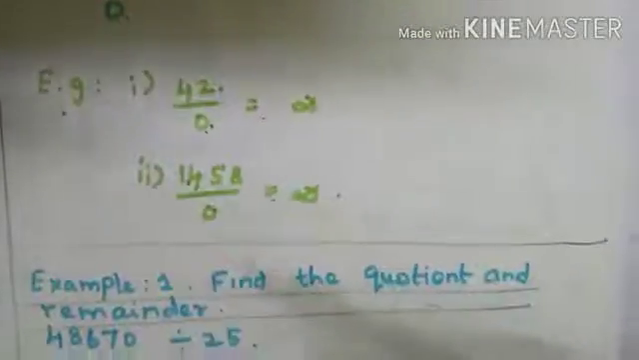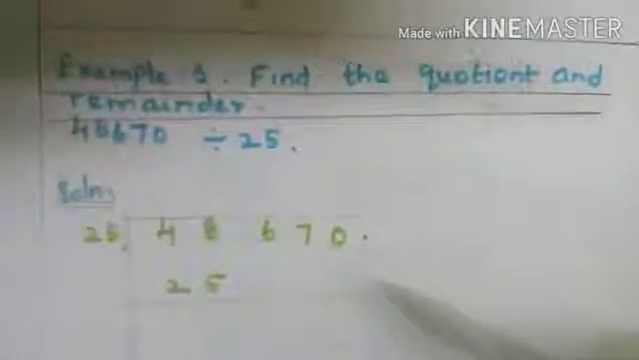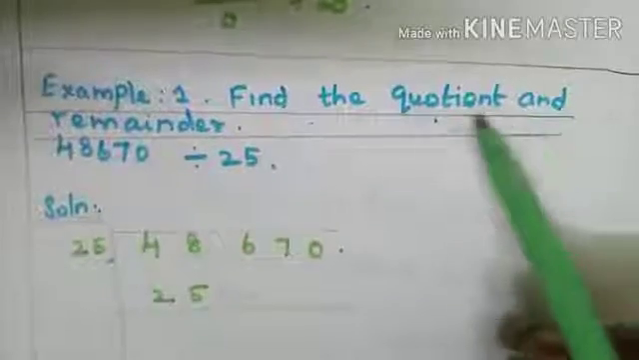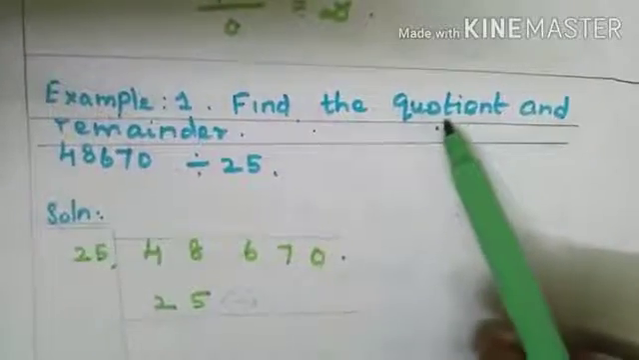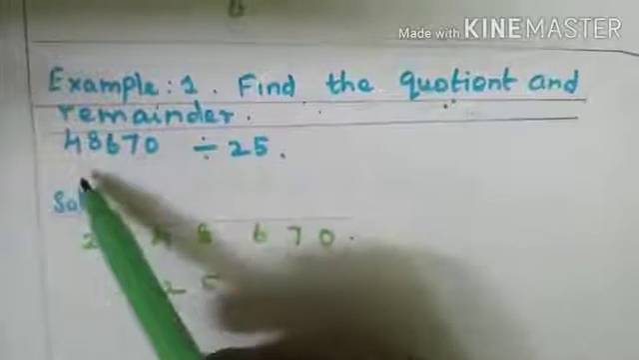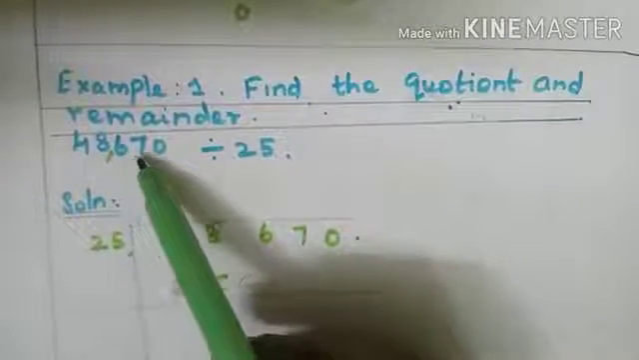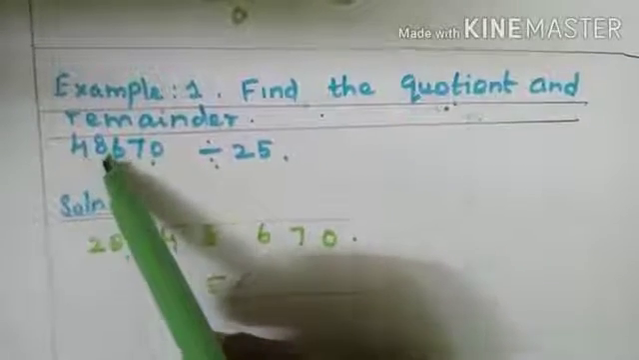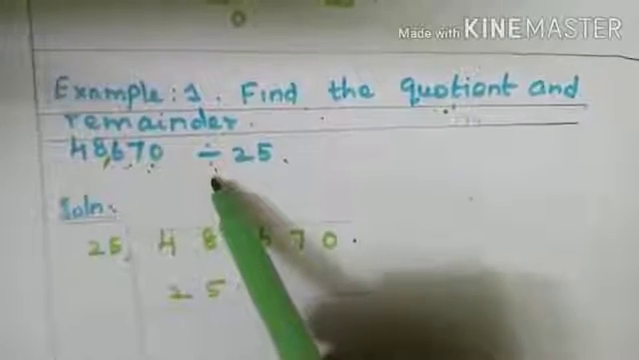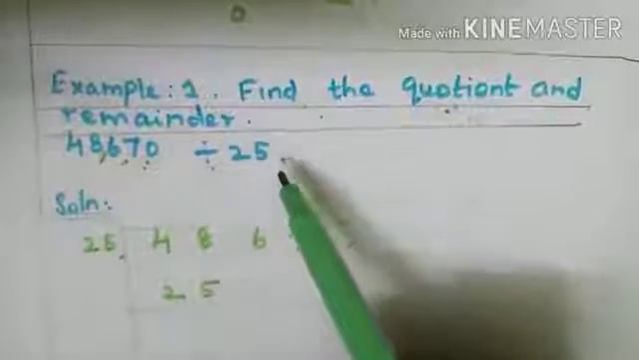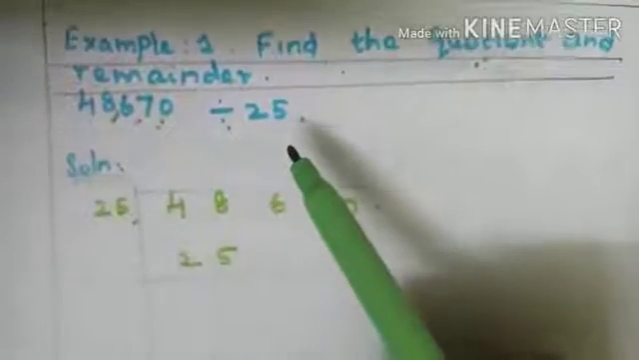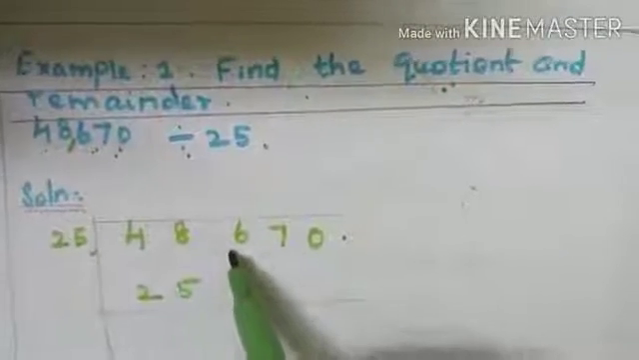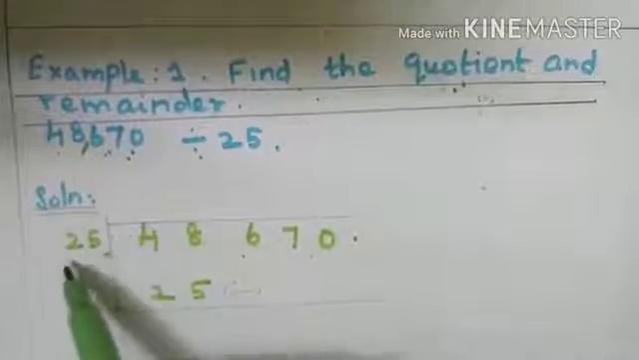Now, we are going to see some example sums. See, first example, find the quotient and remainder. The question given is 48,670 divided by 25. So, here we are going to see the solution. Now, this number is called the dividend and this is the divisor.